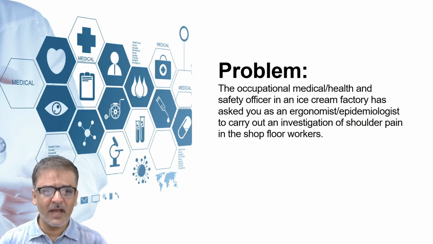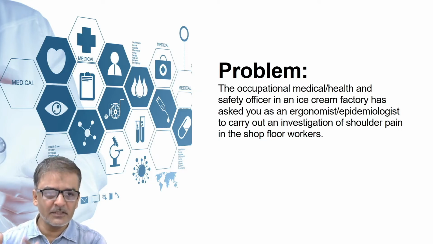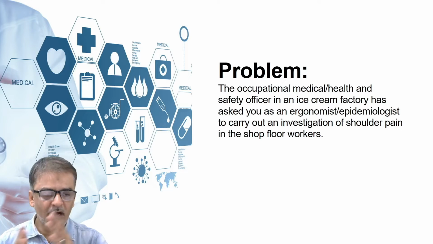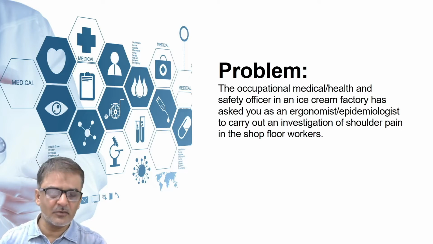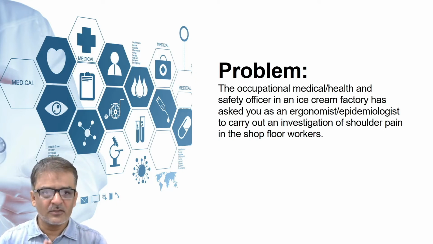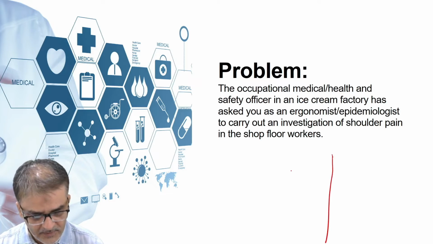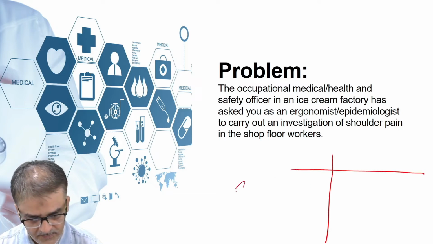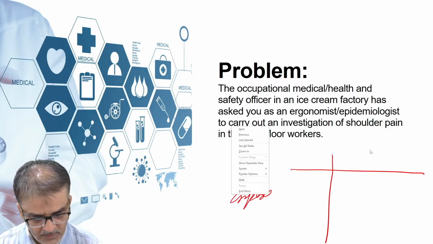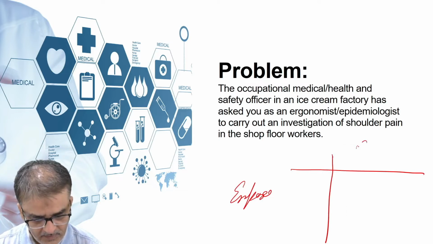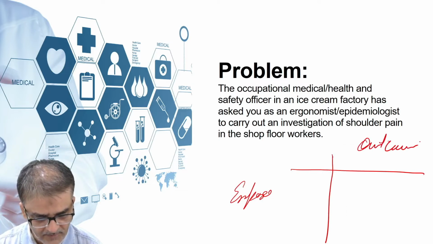In this problem, what we have to do is find out the incidence. We have to find out whether the persons exposed to awkward posture are getting shoulder pain or not, and whether the persons who are not exposed to awkward posture are getting shoulder pain or not. So if we develop data with exposure and outcome, we have to record whether there is shoulder pain, yes or no.